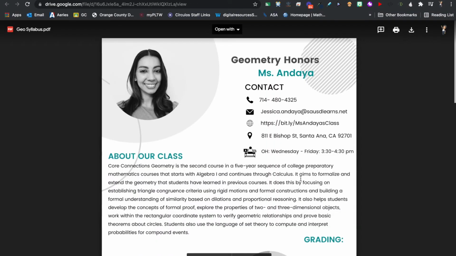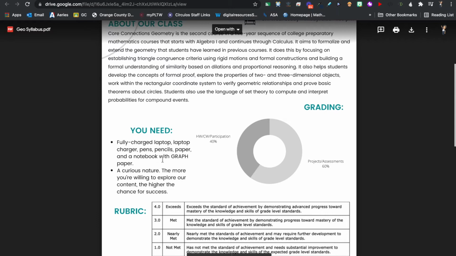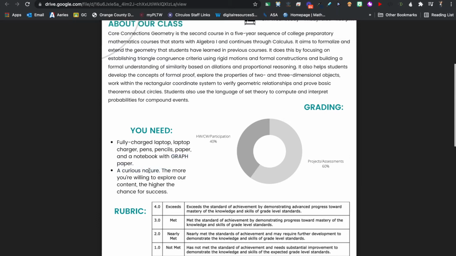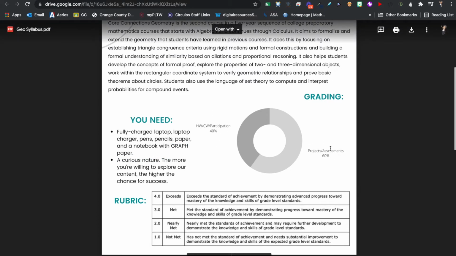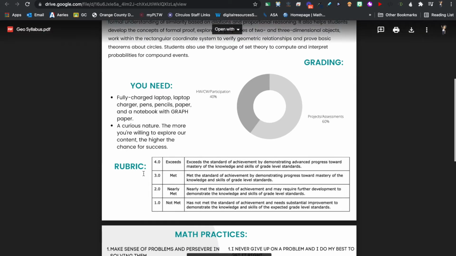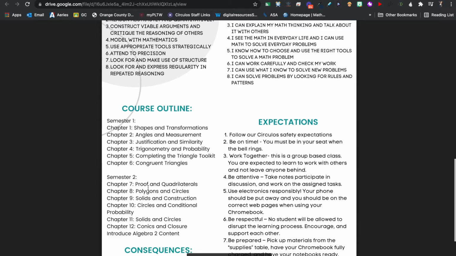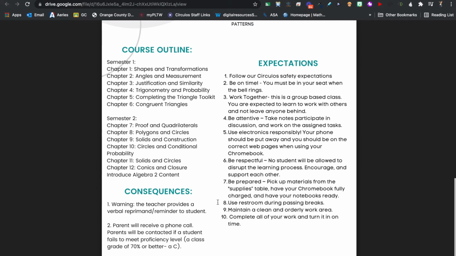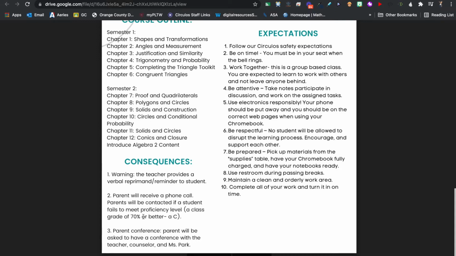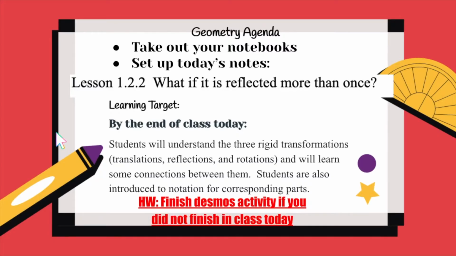Most sophomores are taking geometry their second year here at school for their math class. The one supply that I did ask them to have is graph paper or a notebook with graph paper. You can see our 8 math practices that are for all math classes, and what we will cover during the first semester as well as the second semester. I will try my best to cover some Algebra 2 content during the second semester as well.